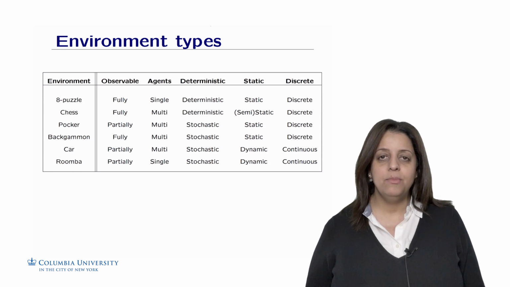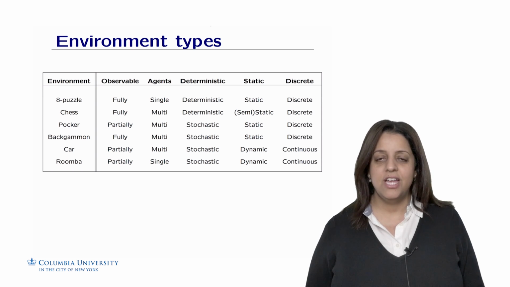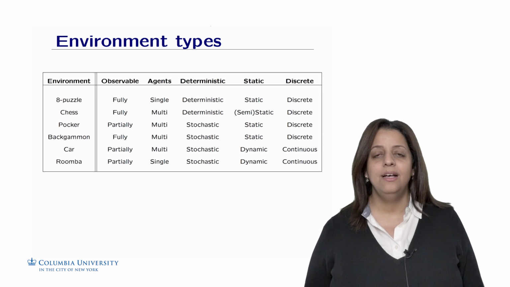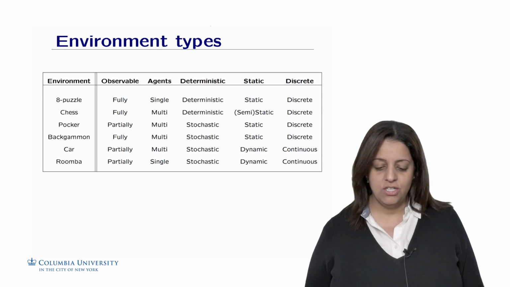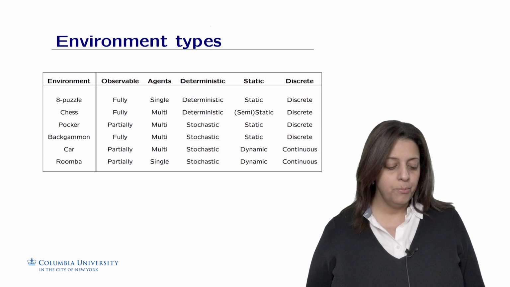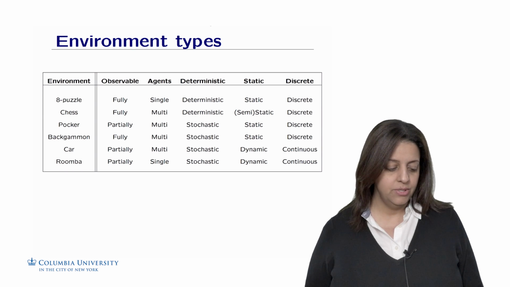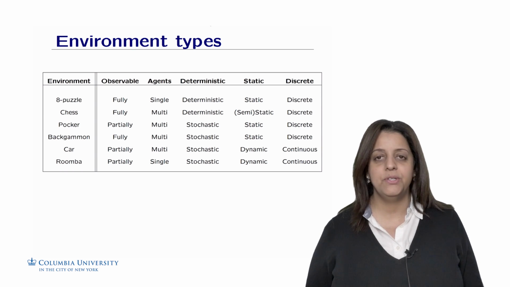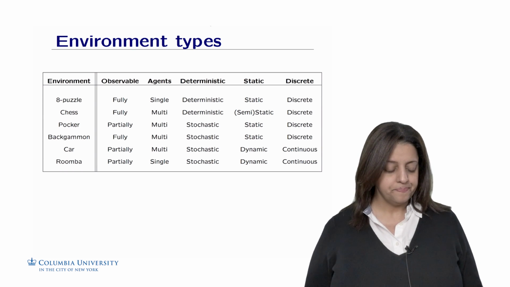Concerning poker and backgammon, they are both stochastic because there is a chance of randomness happening by rolling a dice. So basically, they are both stochastic, not deterministic. They are multi-agent since you have more than one player. They are both static. The environment is not changing, and they are both discrete. However, poker is partially observable because you cannot see the cards in your opponent's hand, and backgammon is fully observable because you see the whole board and everything is really clear.